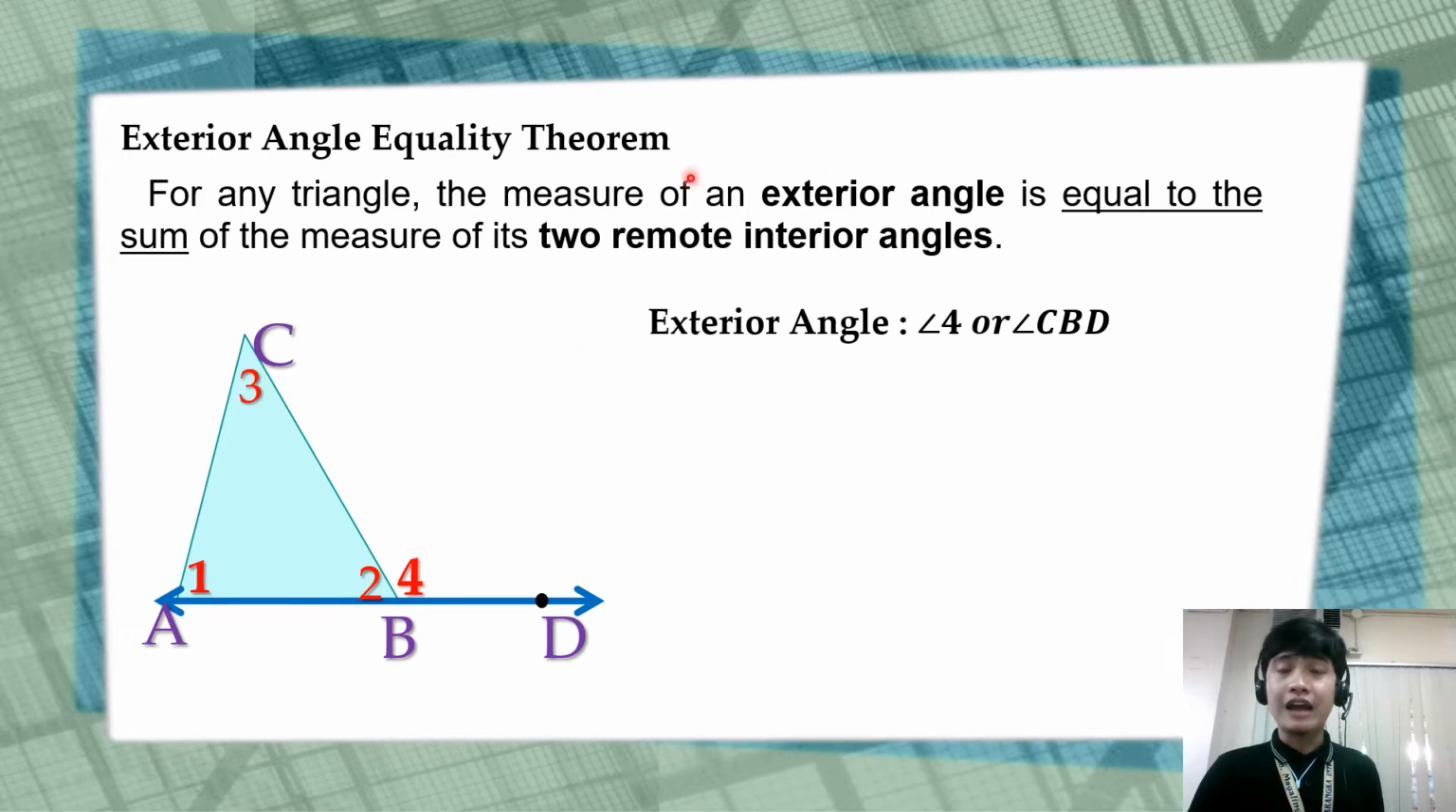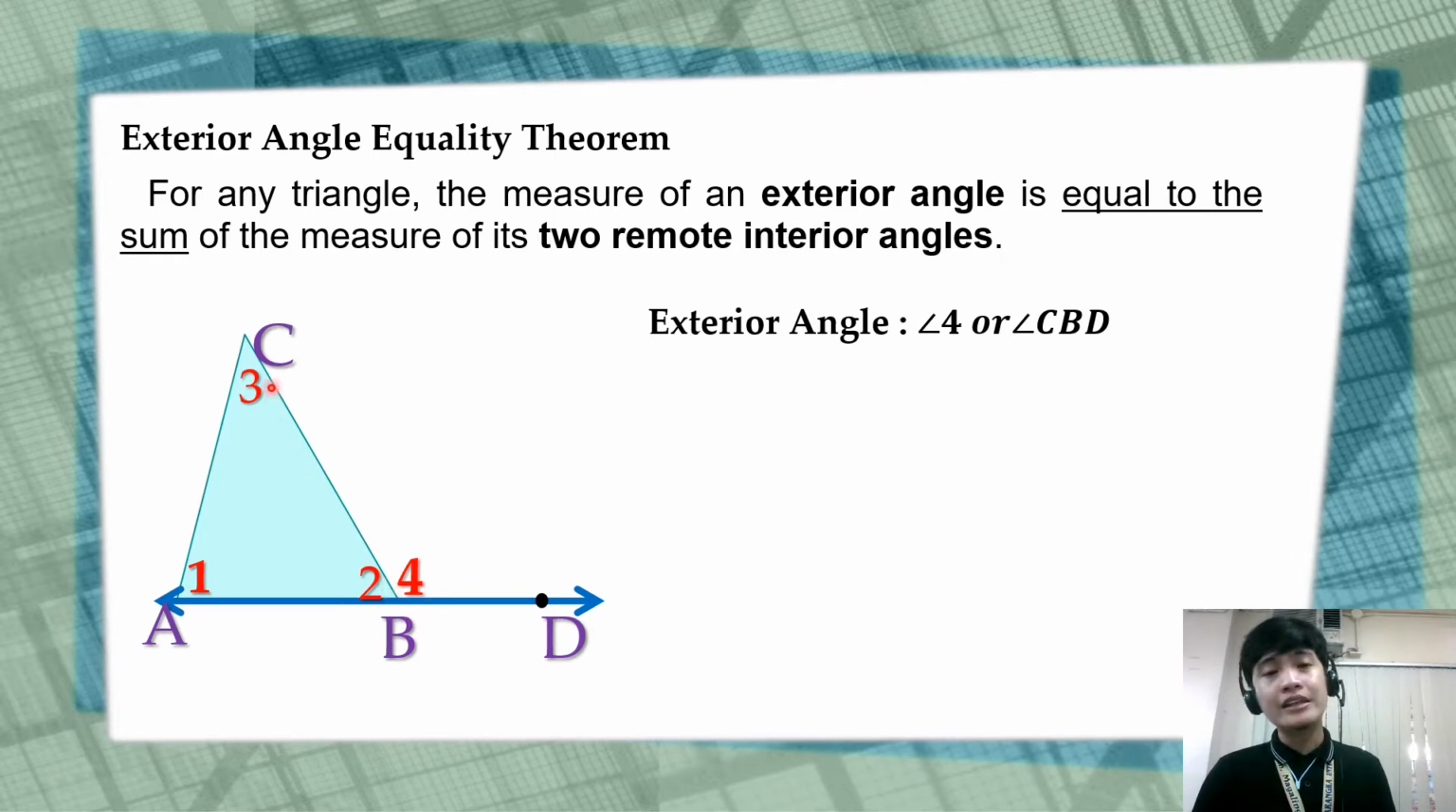Now, ano tong remote interior angles? So pag sinabi nating remote interior angles, these are two interior angles that are non-adjacent to the exterior. Ibig sabihin, yung dalawang remote interior angles, dalawang interior angle na wala ni isa sa kanila ang connected or directly adjacent to angle 4, which is our exterior. So kung i-scrutinize natin, hindi pwedeng maging remote interior ni angle 4 si angle 1 and angle 2. Bakit? Angle 2 is directly adjacent with angle 4. And tinatukoy nating remote interior angles, these are two interior angles that are non-adjacent or directly not connected with any of the side of the exterior angle.